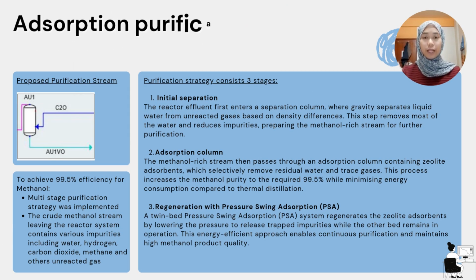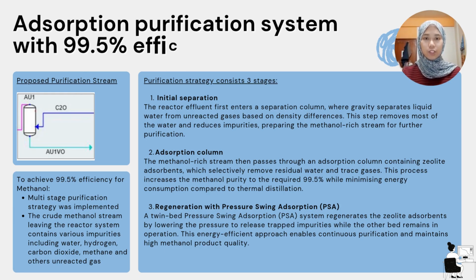Next is the absorption purification system with 99.5% efficiency. The first box is the proposed purification stream, and the image attached is based on the PFD on the previous slide. The second box is about how to achieve 99.5% efficiency for methanol. A multi-stage purification strategy was applied, as the crude methanol stream leaving the reactor system contains various impurities including water, hydrogen, carbon dioxide, methane, and other unreacted gases.